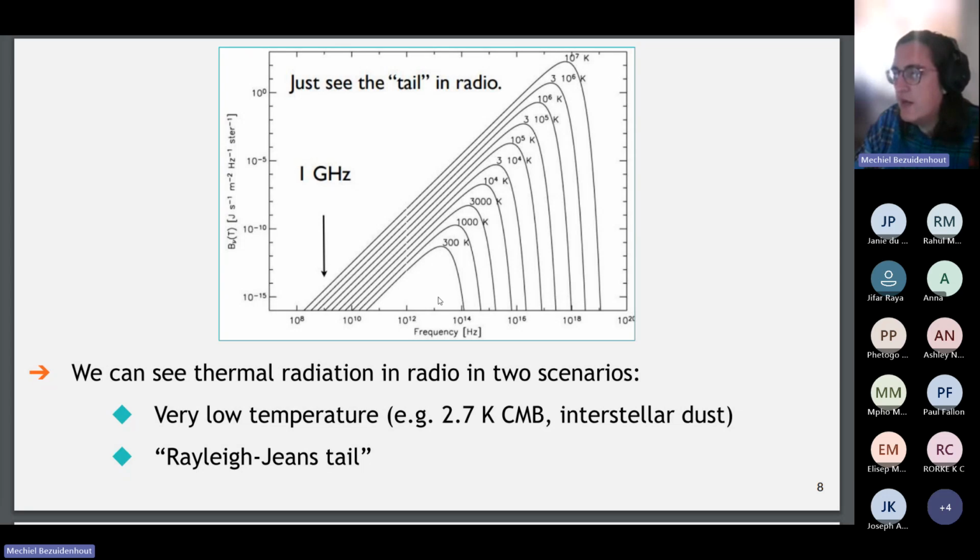So the only way that we can see thermal emission in the radio band is in two scenarios. Either you need a very low temperature, so it's all the way over here somewhere. And so that would typically be the 2.7 Kelvin cosmic microwave background or some cold interstellar dust. Or in some cases, if you have a very sensitive telescope, you can sometimes catch this Rayleigh-Jeans tail right at the edge of the spectrum.